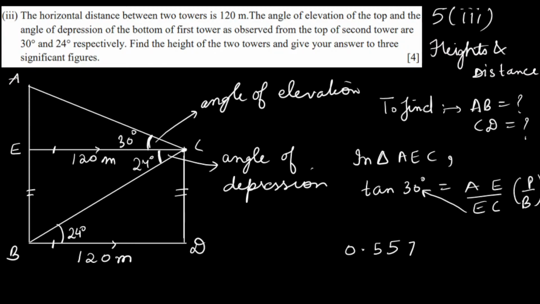So EC I will be shifting to this side now. EC's value is 120. When I shift to this side, it will get multiplied by 120. That is equal to AE. So the value of AE we can find: 0.557 into 120. You can multiply this and tell me the answer.